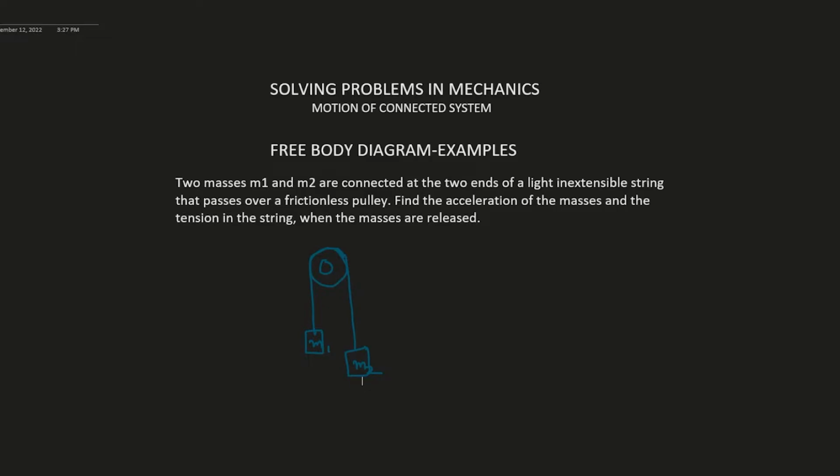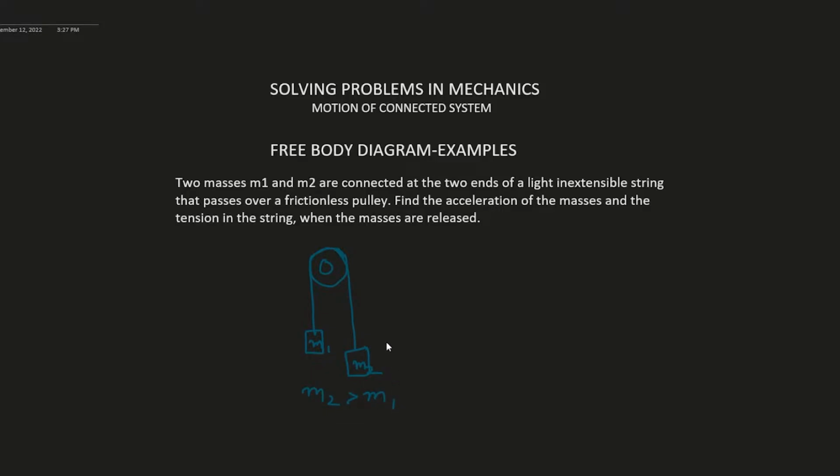One of the common and important applications of free body diagrams is the motion of a connected system. So let's take an example of that. Let us say there are two masses m1 and m2 which are connected at the ends of a light inextensible string that passes over a frictionless pulley. We have to find out the acceleration of the masses and the tension in the string when you release the masses.